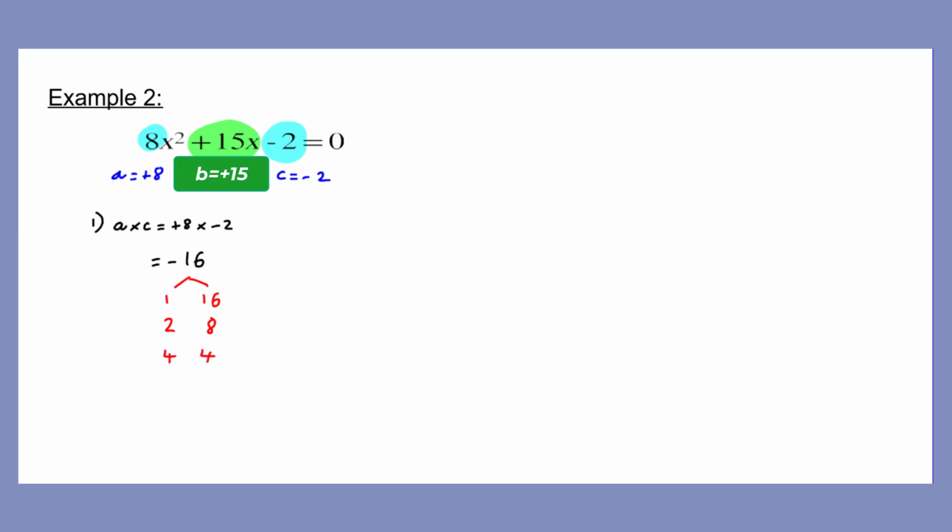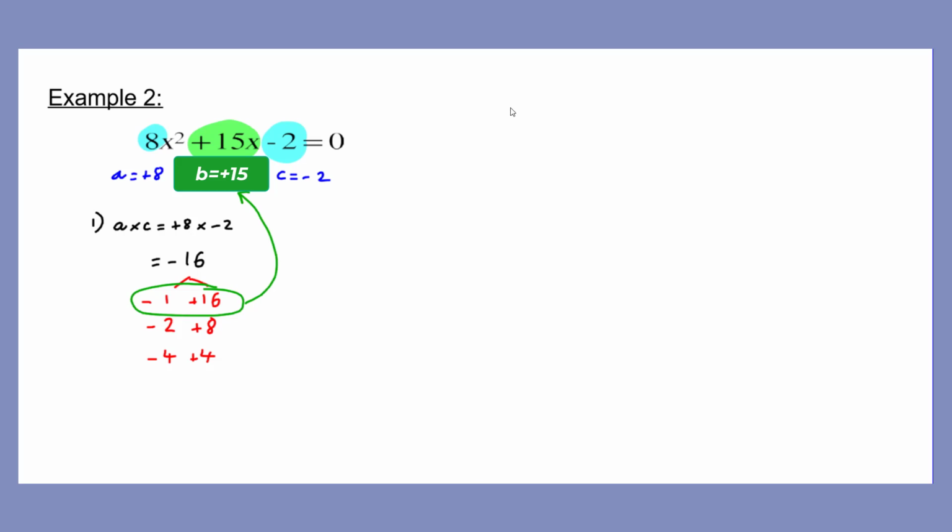Then we have to decide on the sign. Like we said, in order to find the sign, we look at b and the sign of b. b is positive, so the sum is positive. That means the larger factor must be positive. And then plus times minus is minus, so the smaller factor is negative. Now all those factors will multiply to give minus 16, but which ones will add up to give plus 15, which is the value of b, the coefficient of x? In our case, the matching factors are minus 1 and plus 16, because the sum is plus 15 and the product is minus 16. So we found our matching factors.